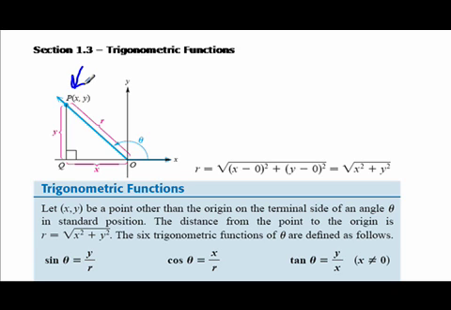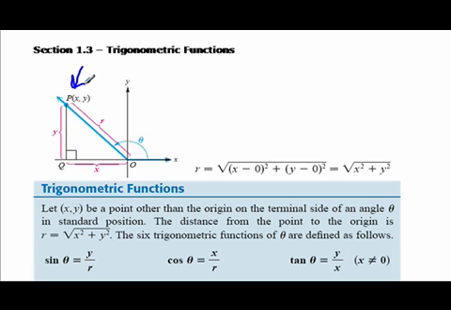You're going to be introduced to trig functions in relation to what we're going to call the unit circle later on. The unit circle is nothing more than a circle whose center is the origin and the radius of that circle is equal to 1. And there's a relationship going on there with your trig functions.